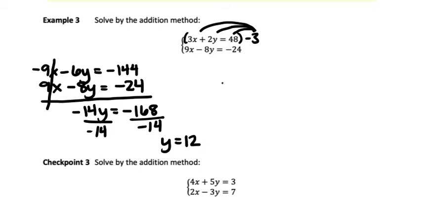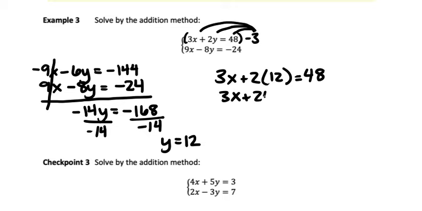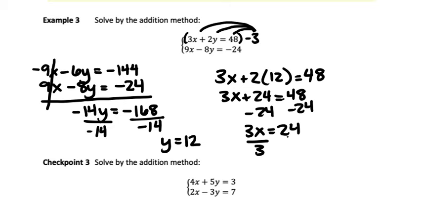And now I'm going to plug in to find x. I could plug into either of these two original equations. I'm going to go with the top one, but you should get the same answer either way. So I'm going to plug in 12 for y. And then solve for x. So this is 3x plus 24 equals 48. And get x by itself. 3x equals 24. And dividing gives me x equals 8. So now I have my x and my y coordinate.